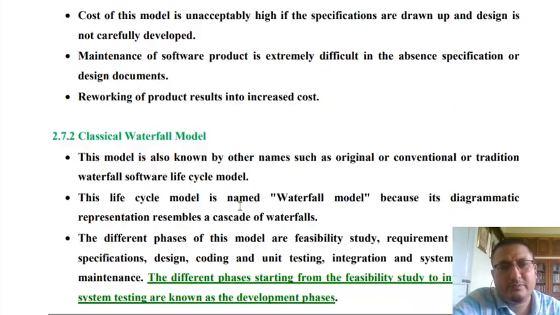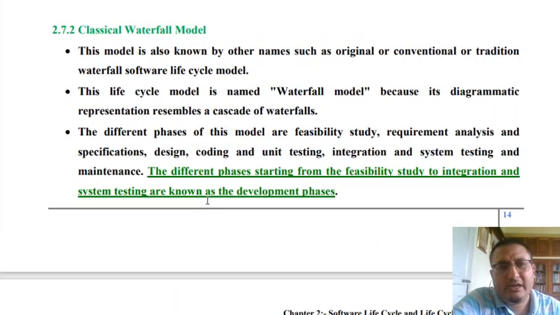Now, to overcome this problem of the build and fix model, a model was proposed and it was named the classical waterfall model. The classical waterfall model, alternatively known as the original, conventional or traditional waterfall model, is named so because it resembles cascades of waterfall. The various phases in the life cycle model resemble cascades of a waterfall, so that's why it's called a waterfall model.